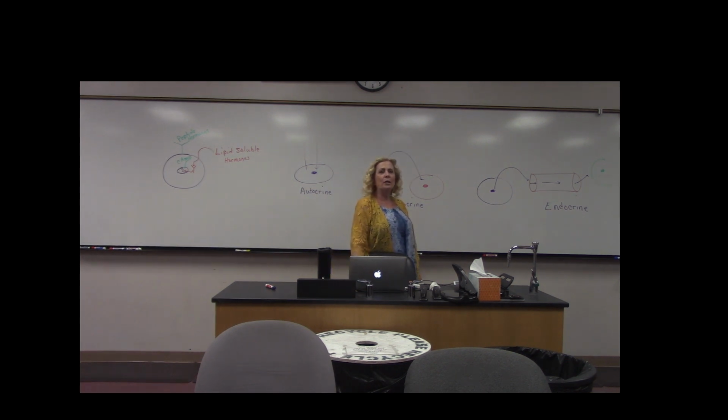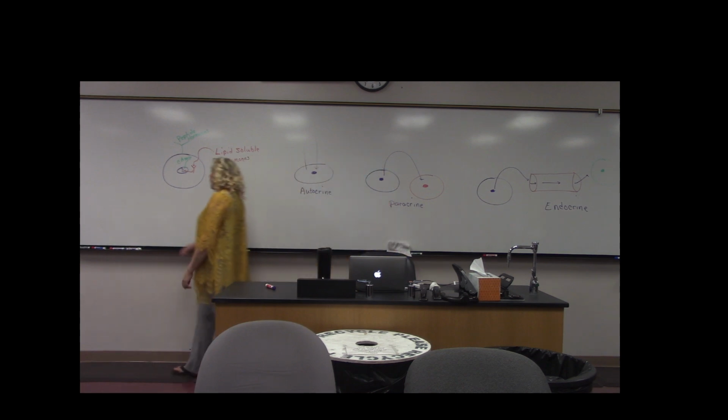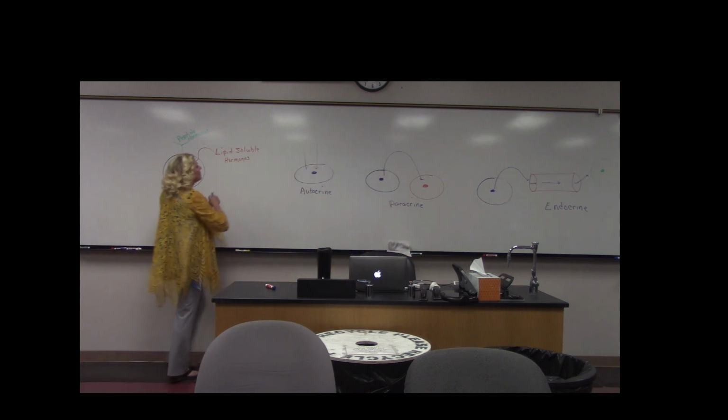This is just showing you the amino acid tyrosine and how tyrosine can be converted into epinephrine or norepinephrine, or tyrosine can be converted into thyroxine, which is one of the thyroid hormones. Now there's a term right here I want you to know. This is a term called catecholamines.